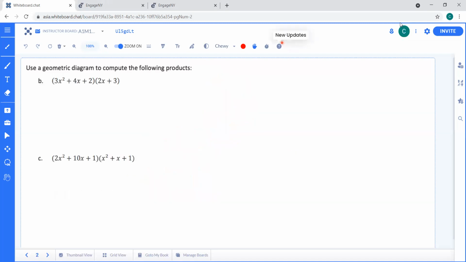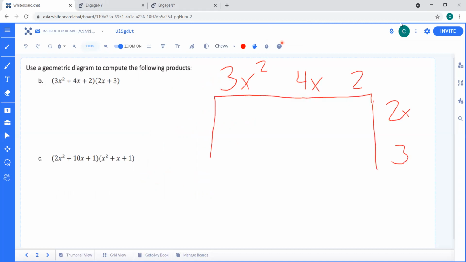We're going to use geometric diagrams to compute the following. So that's exactly what they're wanting you to do. Just use the boxes there to do it. Now you can simply do distributive property. That's what this is. This is just using some fancy boxes to do it.